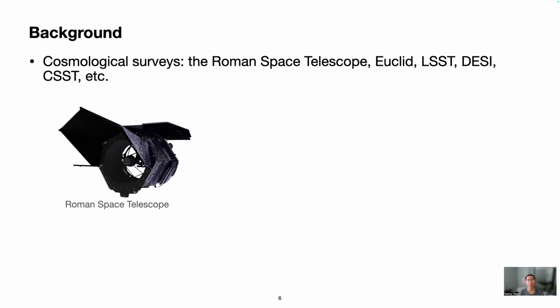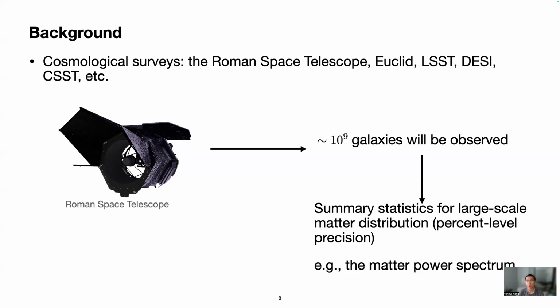To solve those problems, there are some ongoing and upcoming cosmological surveys like the Roman Space Telescope, Euclid, LSST, DESI, CSST. The Roman Space Telescope will observe about 1 billion galaxies, from which we can extract high-precision summary statistics, and that could be used to infer cosmological models.